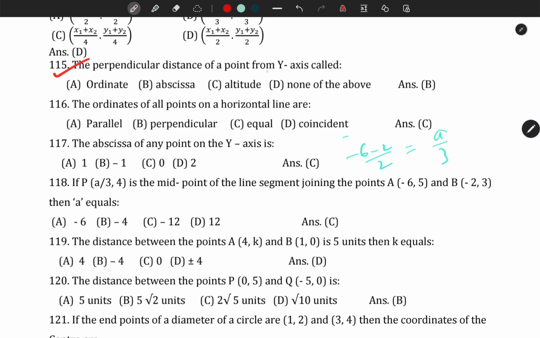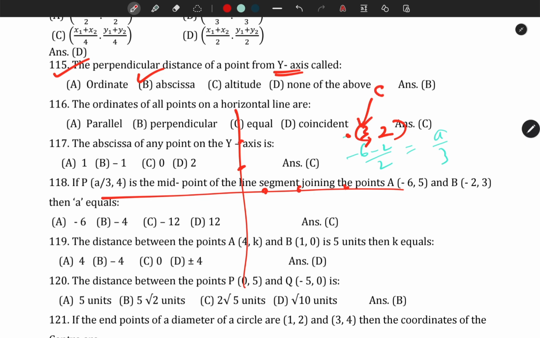Next question, the perpendicular distance from the y-axis. The perpendicular distance of a point from the y-axis is always the abscissa, remember, and if it is from the x-axis, then it will be the ordinate. Anyway, let me explain how it is. Say we have a point, say this 1 2 3, and this side, let me take 1 2. So if you have a point here whose coordinates are 3 2, so this 3 is called abscissa, and the second number is called ordinate.